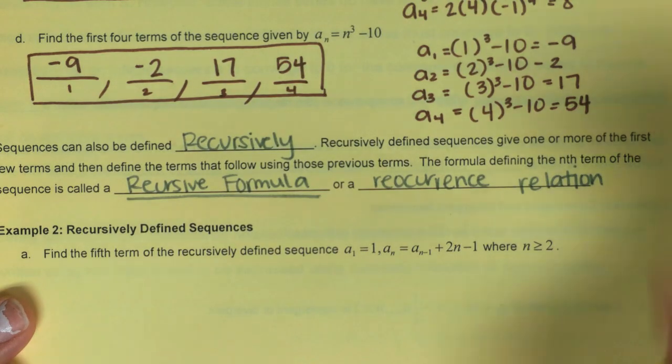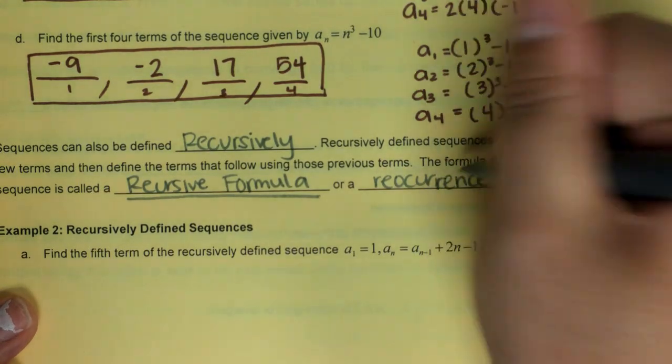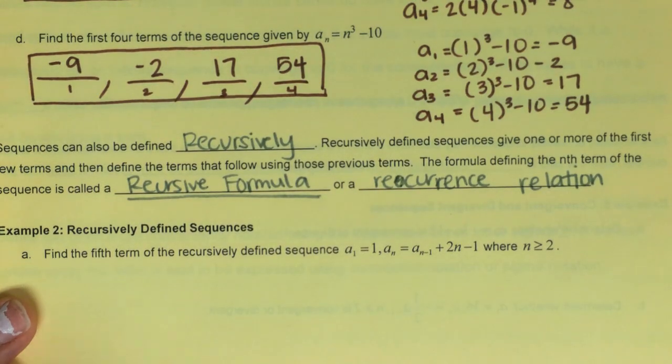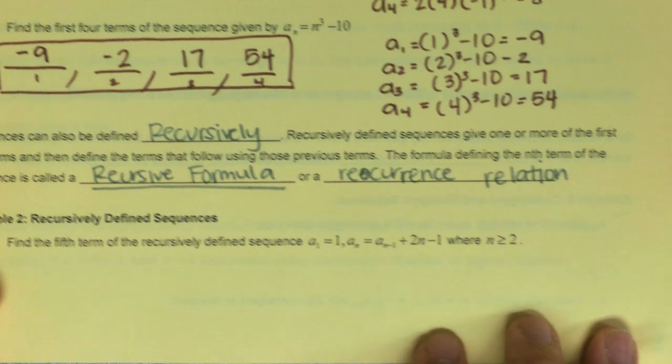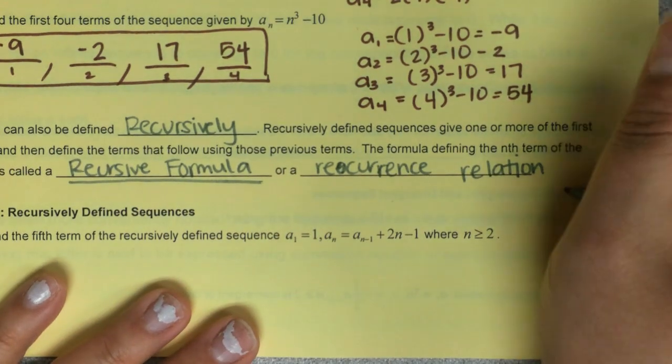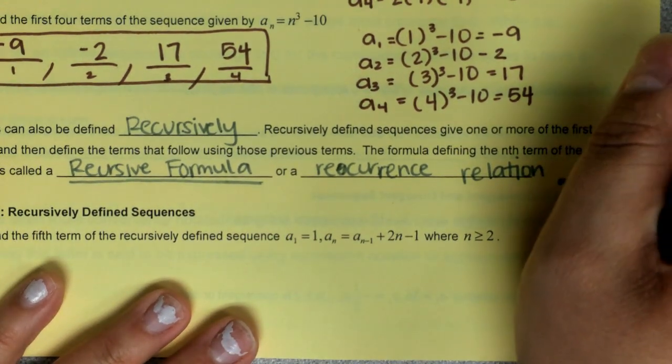Yeah, I spelled that wrong. I don't know why I put an O in there. Okay, recurrence. Okay, a recursive formula requires 3 things.